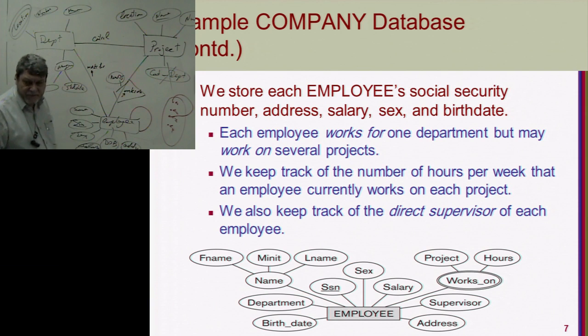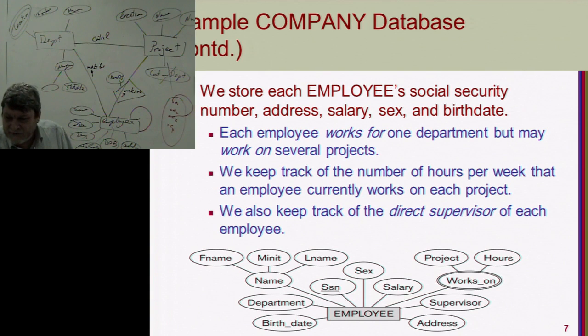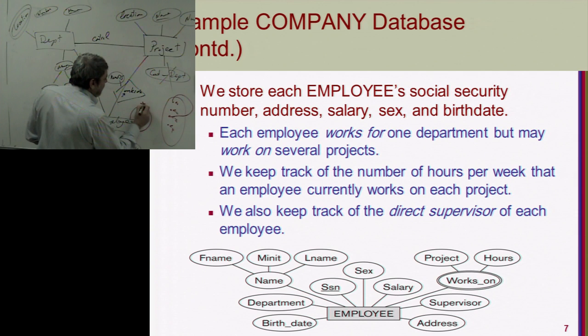We call it a recursive relationship because it relates occurrences of the entity to each other, to itself. Like recursive functions, which call themselves. So here it relates occurrences of itself. Okay? So this relation is supervises.